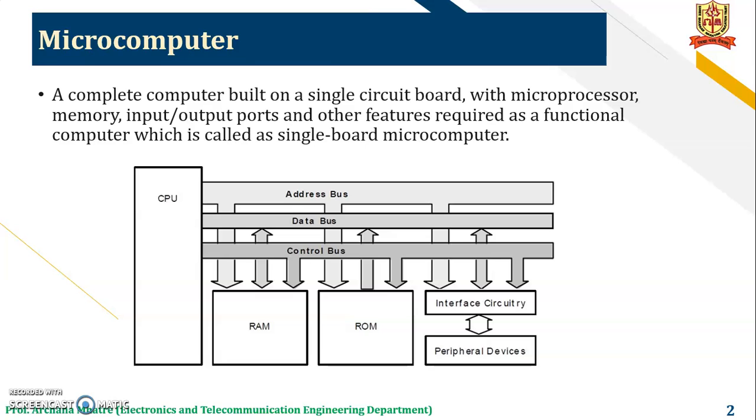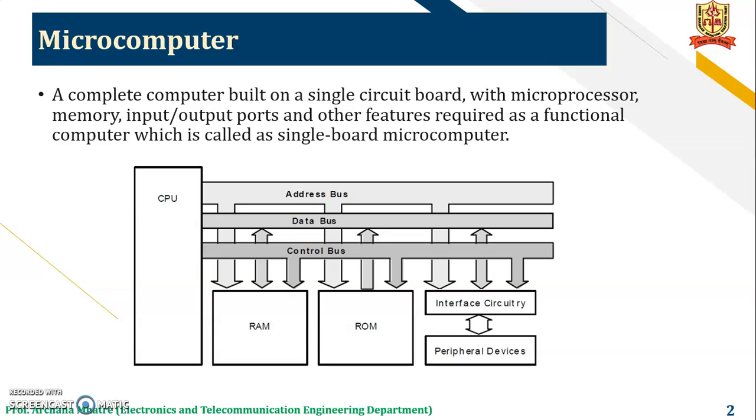As in this diagram you can see here, this is the block diagram of microcomputer. In this, first, this is a processor which is CPU, central processing unit. Then address bus, data bus and control bus are there. This bus is nothing but a collection of wires through which the data can be transferred. And these control buses are used to transfer the controlling signals. Now as you can see here, these are the RAM memory and ROM memory, and interface circuitry which is used to interface the peripheral devices, that is output devices, to the microcomputer.